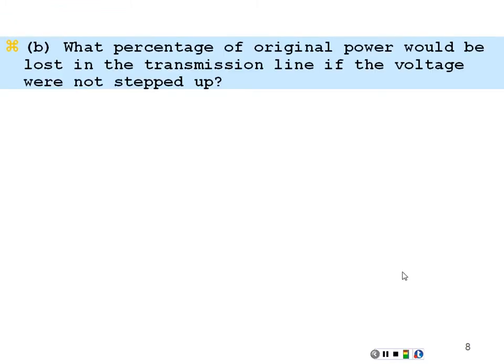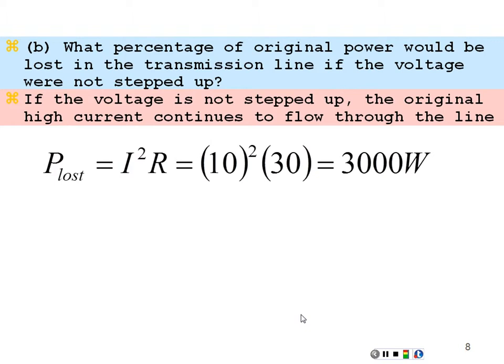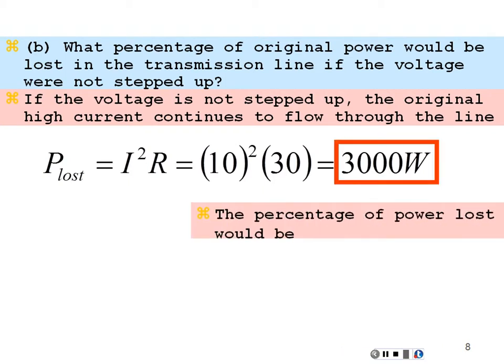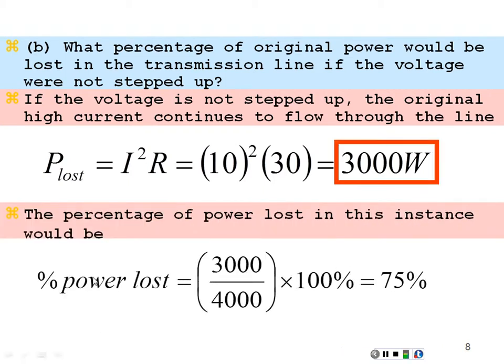What percentage of the original power would be lost in the transmission line if the voltage were not stepped up? If it were not stepped up, our original current was 10 amps RMS. That squared with a 30 ohm line would be 3,000 watts. And our percentage lost, 3,000 watts of the 4,000 watts, would be 75%. So it's much better that we stepped up the voltage and transmitted it at a lower current, so we didn't lose as much in the power line.